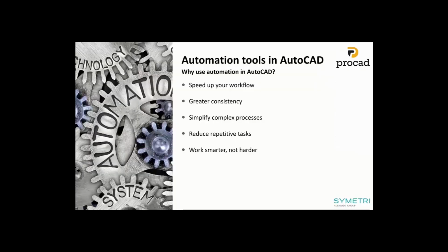So, automation tools in AutoCAD. So why use automation in AutoCAD? So it's pretty simple. Speed up your workflow. You know, instead of manually inputting a number of steps, you can just create a custom command that does it for you. Greater consistency. This can be quite useful if you're doing a lot of the same thing across a lot of drawings. You basically create one script and have that run across all the drawings, and it's going to do the same thing on each one.